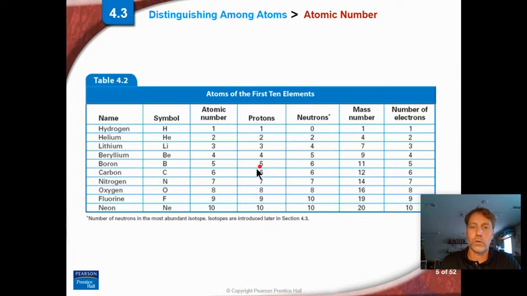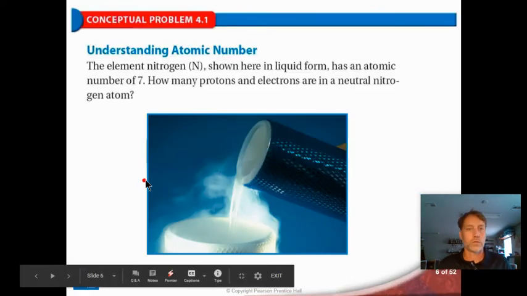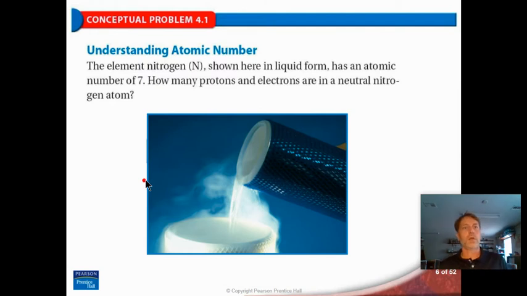So you're noticing that the protons determine the atomic number. They're the same thing. Now the neutrons will change, but the protons will always remain the same. So any element that has 4 protons has to be beryllium. Any element that has 7 protons has to be nitrogen. So here's an example of nitrogen. The element nitrogen is shown here in liquid form, and has atomic number 7.